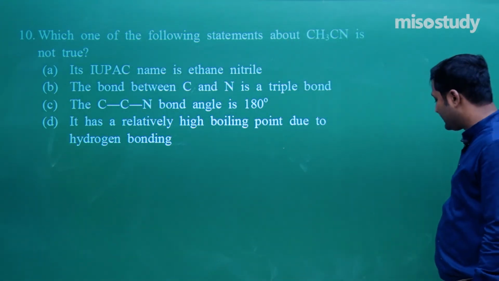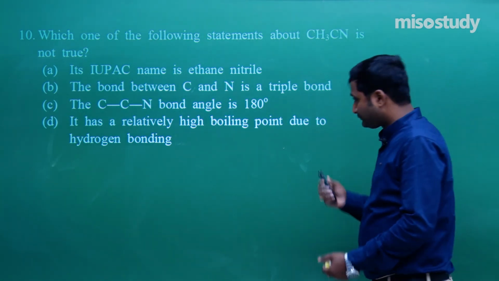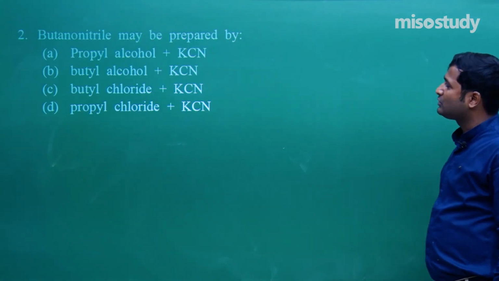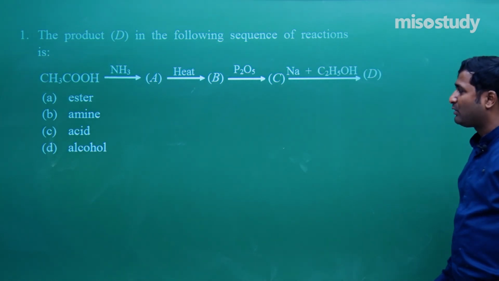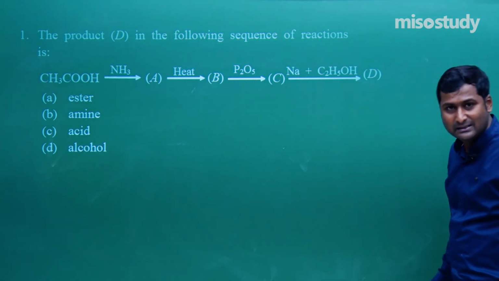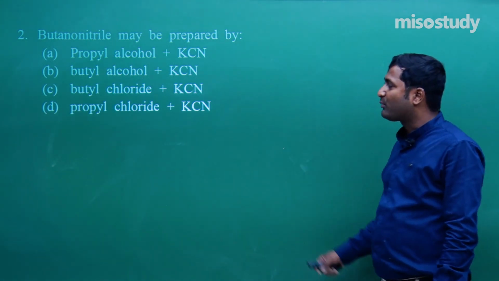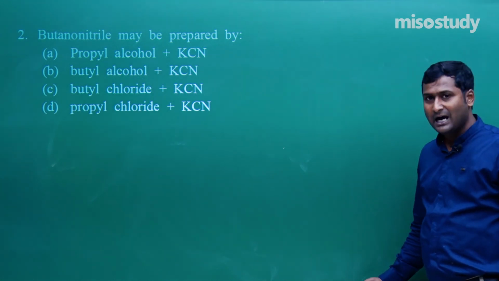Sometimes you have to proceed with the reaction, sometimes you have to memorize the theory. So friends, now review all the questions, revise all the questions. Tell me what was the product. For question number 1, the product is amine, B is the correct option. For question number 2, what is the method? D, propyl chloride plus KCN. For question number 2, D is the correct option.